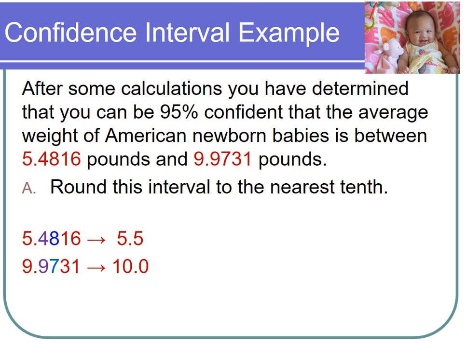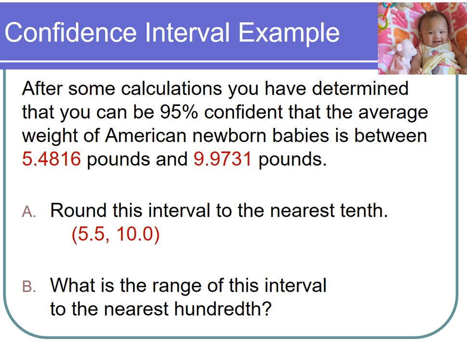So now we can answer the question. We can say that the interval for newborn babies is between 5.5 and 10.0 pounds. Now let's look at the second question. What is the range for this interval to the nearest hundredth?